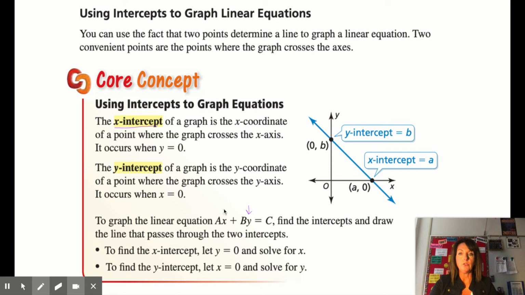So when you're solving these, to find the y-intercept, you'll substitute in the 0 there and solve for y. To find the x-intercept, let y be 0 and solve for x. To find the y-intercept, let x be 0 and solve for y. So we'll do that.